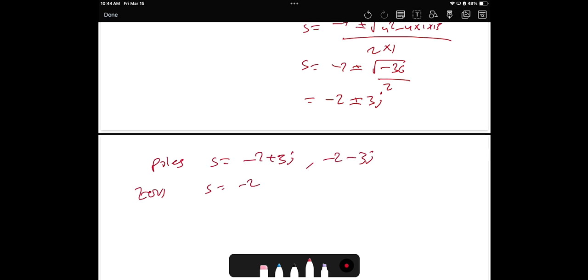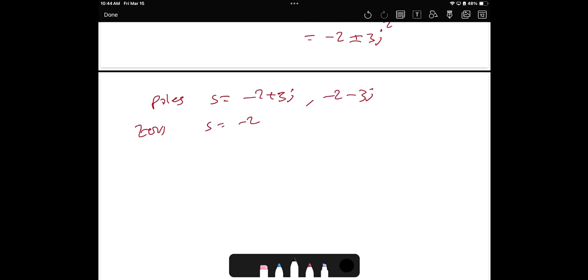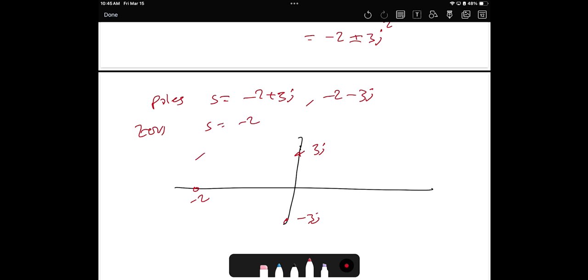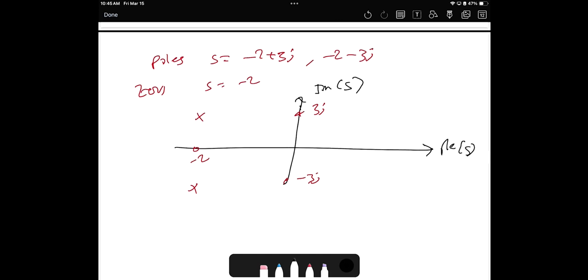How to plug this into the s-plane? Here is the s-plane, and here is 3j, here is negative 3j, this is negative 2. So you will see there's a zero at negative 2, while for the poles, there will be a pole here at j3, and a pole at negative j3, such that this is the real part of s, this is the imaginary part of s. And that's the poles and the zeros.